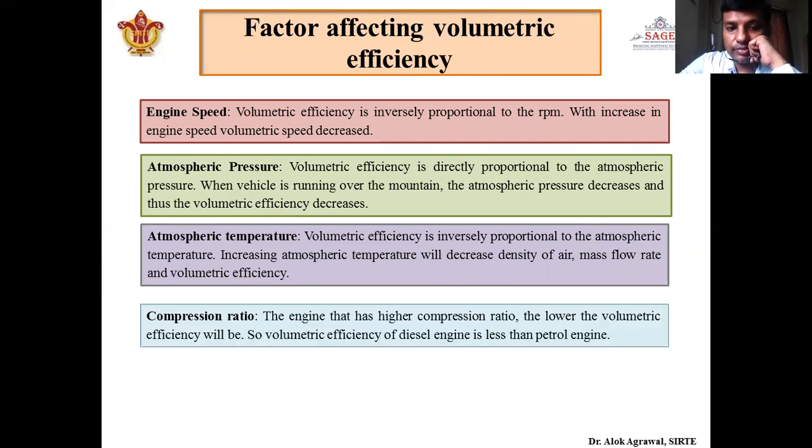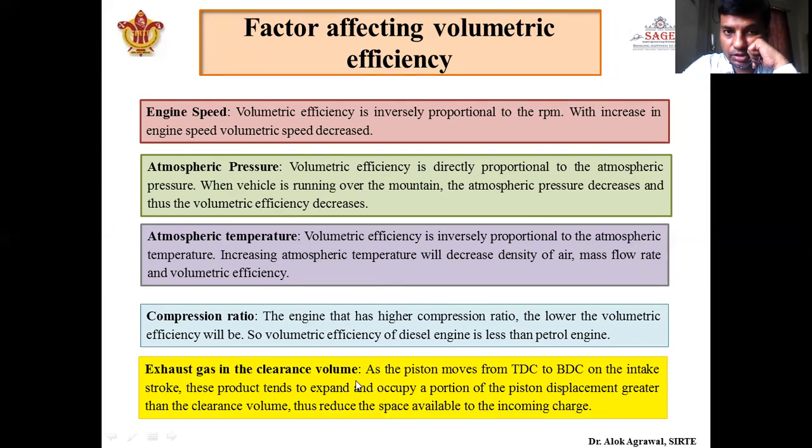Another parameter is compression ratio. The higher the compression ratio of the engine, the lower the volumetric efficiency will be. What does it mean? With an increase in compression ratio, volumetric efficiency will decrease. The diesel engine has a high compression ratio and the petrol engine has a low compression ratio. So the volumetric efficiency of a diesel engine is always less than that of a petrol engine. And again, the compression ratio is dependent upon the pressure and temperature.